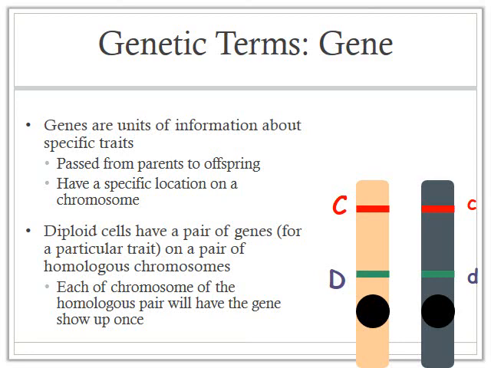So the next couple slides, we're going to go over some different terminology. Some we are already aware of. Some we're going to learn that go a step further in what we already know. So as we already know, genes are a particular sequence that will transcribe and translate to a particular protein. While genes, those sequences on the DNA, are units of information about specific traits. They are passed from parents to offspring.